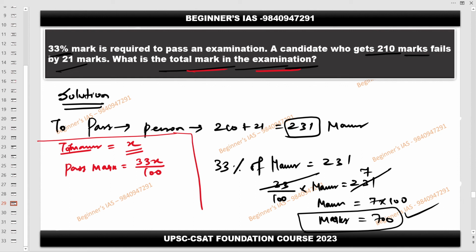Yes or no? ATQ. What do you mean by ATQ? According to the question, 33x by 100 minus, fails by 21 marks, which is equal to 210. Or else you can take 33x by 100 equal to 231. That is also possible. So x by 100 is equal to 231. Then I'm cancelling 7 again. So x is going to be 700. Done, people?